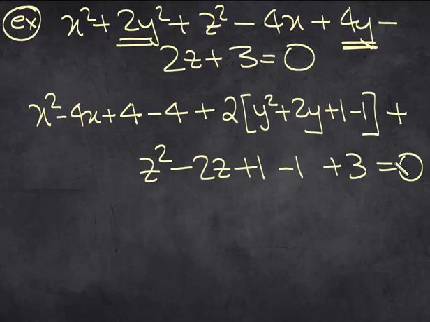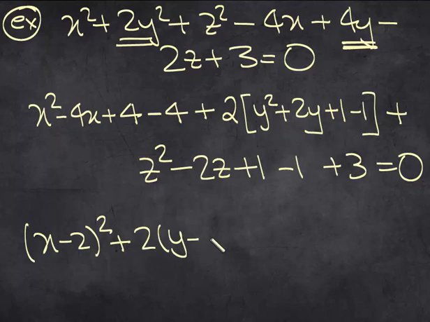Always remember, when you complete the squares, the leading coefficient has to be 1. If it's not 1, you need to factor out that leading coefficient. So now let's complete the square. So I get x minus 2 squared plus 2 times y plus 1 squared plus z minus 1 squared is equal to, now see if you guys can tell me, what numbers do I have on the right hand side.